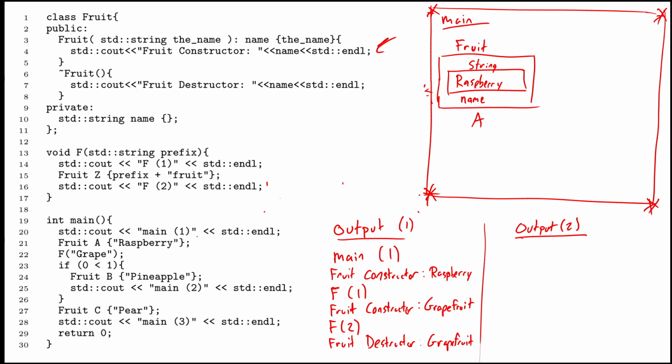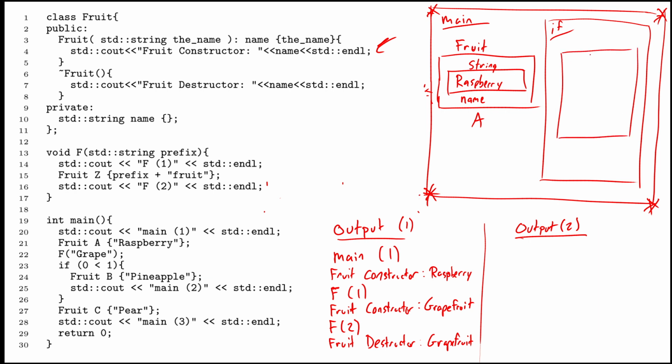Okay, and so then I'm back in main, and I ask the question, if 0 is less than 1. Okay, well, 0 is less than 1. So I'm going to open a new scope, and it's going to be the scope of, I'm going to call it if. There we go. And then on line 24, it says, well, create another fruit object. And just like before, I'm going to take a couple of shortcuts here. So one of them is, okay, I guess I still can't copy and paste, so I'll draw this in. This is of type fruit. And its name is going to be B. And its name, the name member of the fruit object, is pineapple.